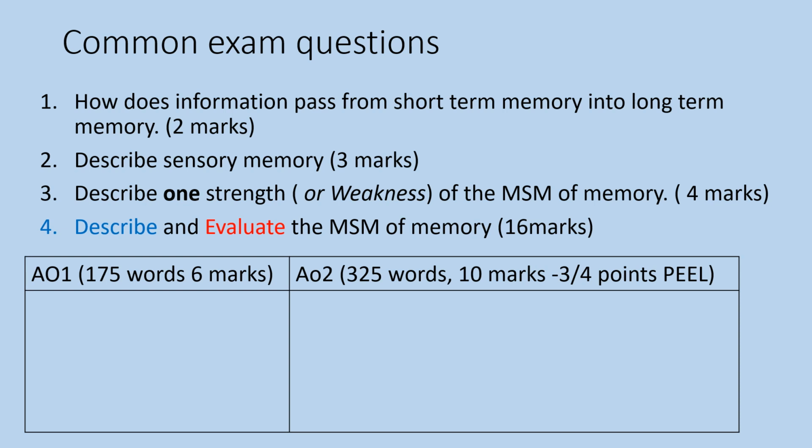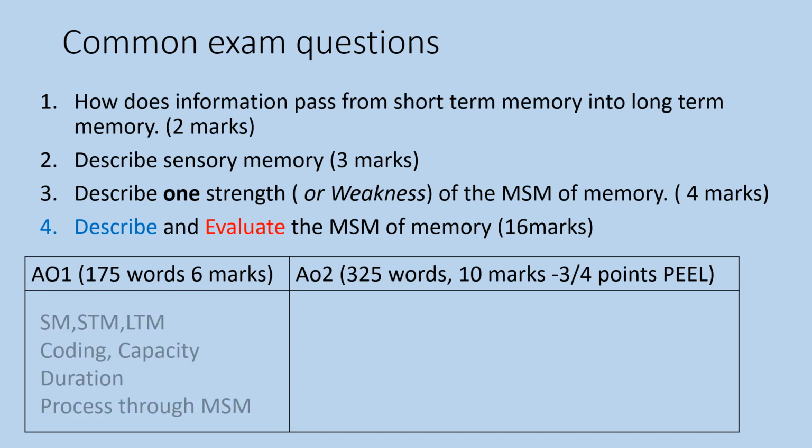Finally, I've put a nice simple describe and evaluate question there for the multi-store model of memory. That's come up several times. I will ping you a model for this one as well. So let's have a quick look. What might we look to include? Well, in the area 1, we're doing a little plan there, 175 words, 6 marks. We need to cover the sensory memory, short-term memory, long-term memory, coding, capacity, duration, and the process through the MSM. If we do that, we're going to smash it.